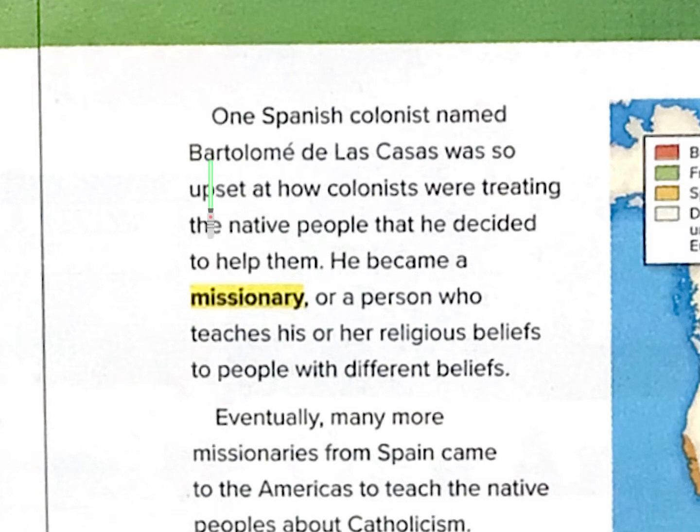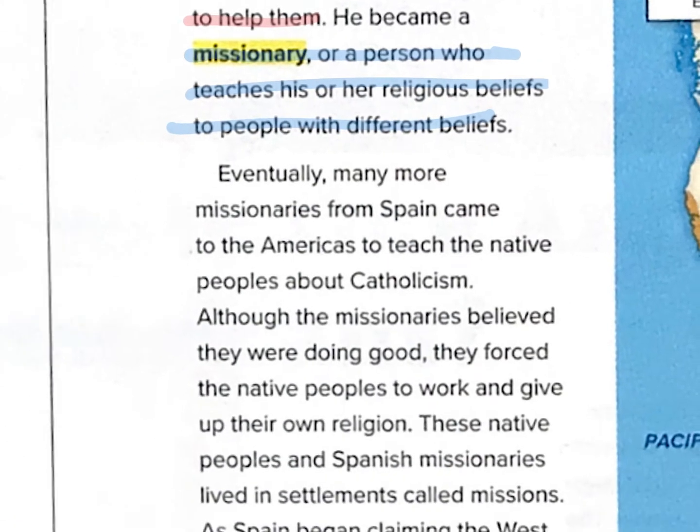One Spanish colonist named Bartolomé de las Casas was so upset at how colonists were treating the native people that he decided to help them. He became a missionary, or a person who teaches his or her religious beliefs to help with different beliefs. So there are your notes. We got a red note and a blue note. Go ahead and pause the video and get those done, and we'll move on.